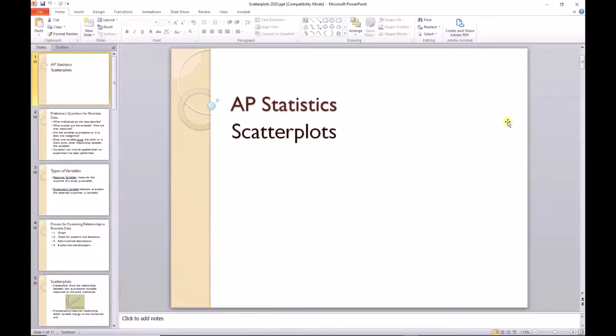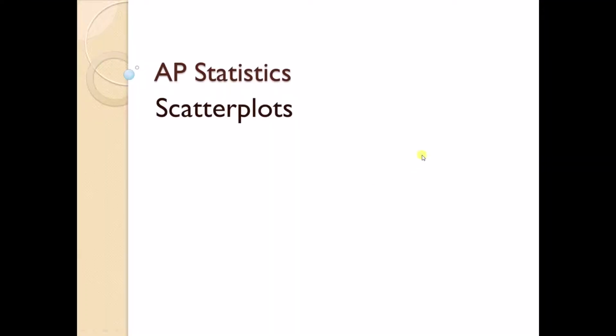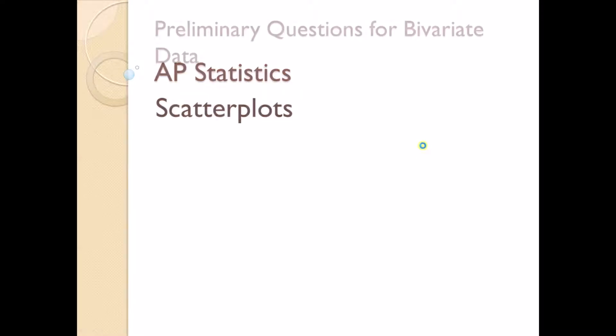So we're starting chapter 3, and chapter 3 is about bivariate data. So let's just run forward with it, and here we go. So scatterplots, that's how we basically graph paired data.